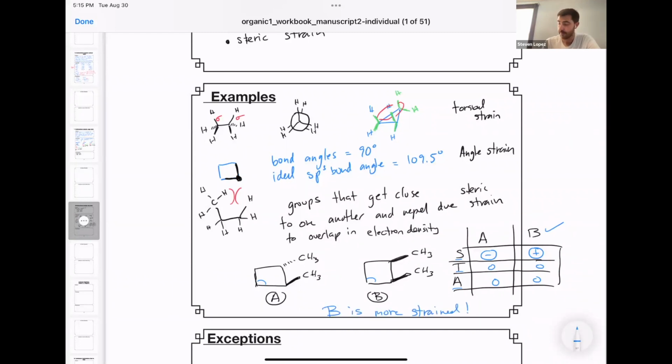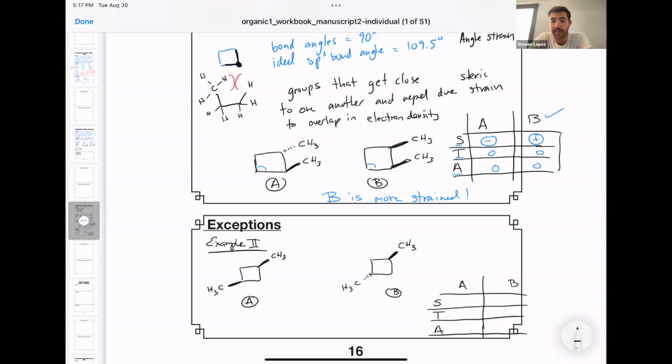Okay, let's do another one. We have two more cyclobutanes, but now the methyl groups are separated by one carbon. So these are 1,3-dimethyl cyclobutanes. If we look at the steric strain first, we're going to look for clashes between the substituent groups. Now, here, those methyl groups are a lot further from one another. It might not seem like a lot, just one carbon, but actually, if you make models, you'll see that those methyl groups get pretty far from one another.